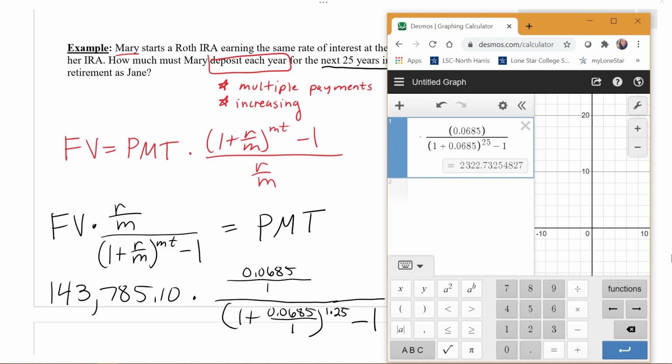Okay, so Mary has to deposit $2,322.73 every year for the next 25 years to have the same amount as Jane.